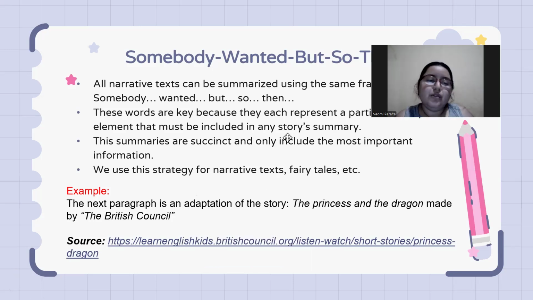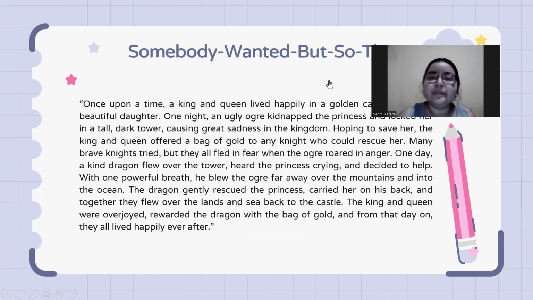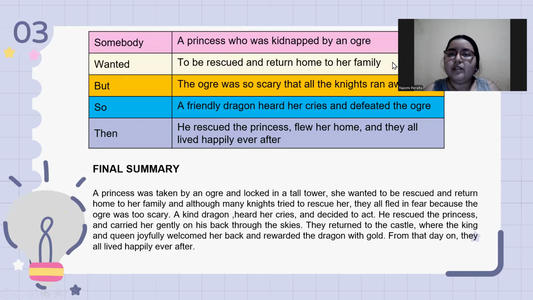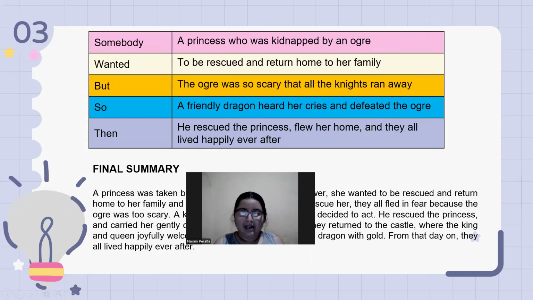The example I'm going to use is an adaptation of the story The Princess and the Dragon made by the British Council. This is the source. This is the original paragraph. Okay? Now I'm going to use a graphic organizer to explain how I do it. First, we have the somebody, normally the main character. Who was the somebody? The princess who was kidnapped. What she wanted, what the character in somebody wanted: to be rescued.